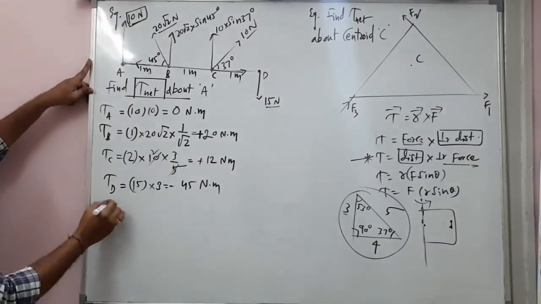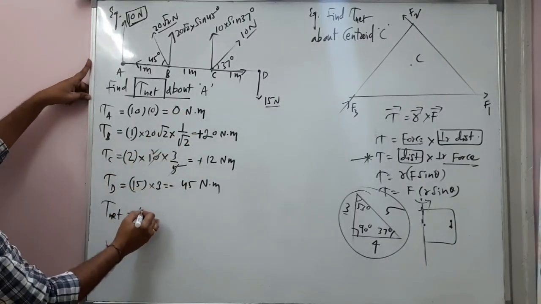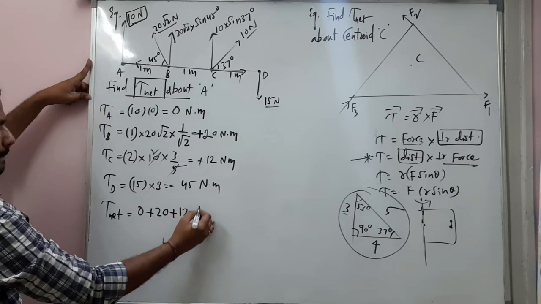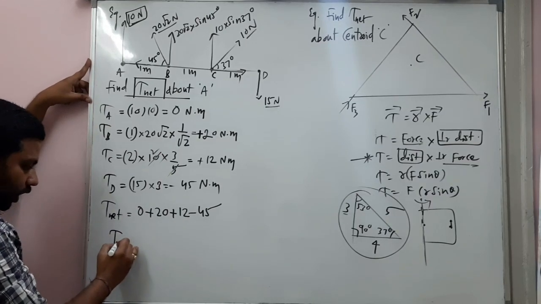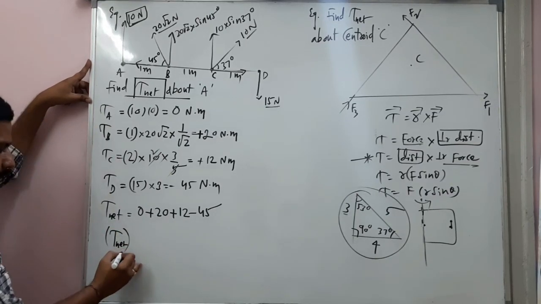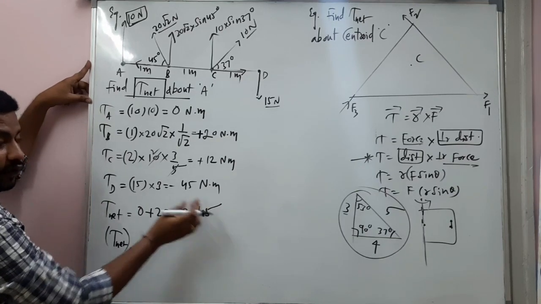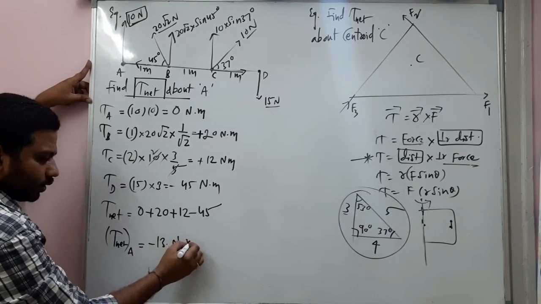So the net torque? Net torque is equal to 0 plus 20 plus 12 minus 45, right? So net torque about point A is equal to 32 minus 45, which is minus 13 Newton meter.